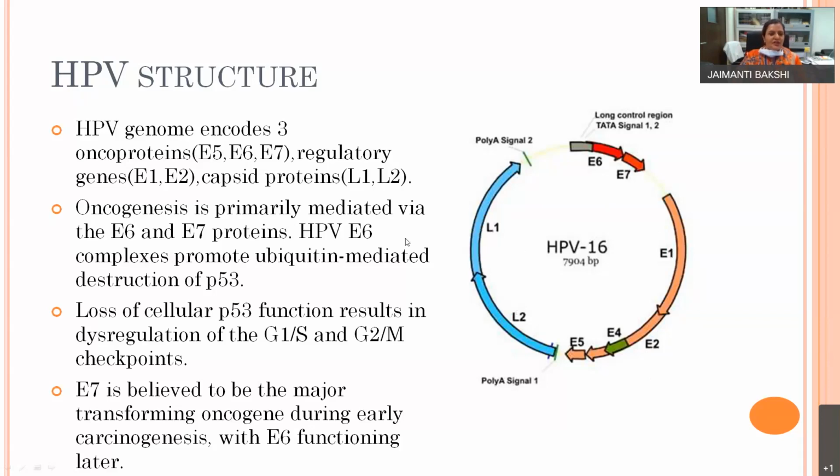Oncogenesis is primarily mediated by the E6 and E7 proteins. HPV E6 complexes promote ubiquitin-mediated destruction of p53. Loss of cellular p53 function results in dysregulation of the G1/S and G2/M checkpoints in the cell cycle. E7 is believed to be the major transforming oncogene during early carcinogenesis, with E6 functioning later.